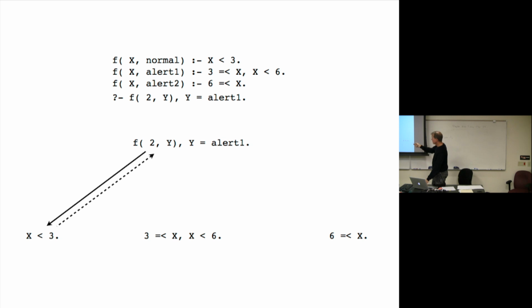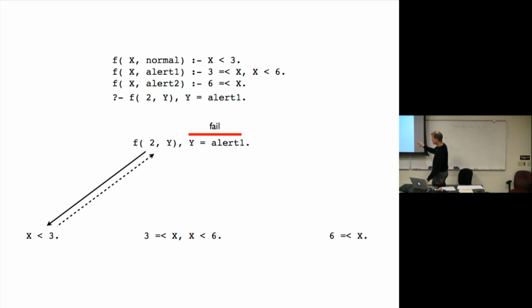And then it goes from left to right here, right? And it compares y with what? Alert 1. But what was y instantiated to? Normal. So this one fails. So what does it do? Well, not yet. Yeah, because it doesn't know what's coming up. Are you with me?